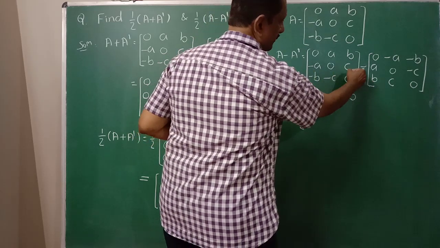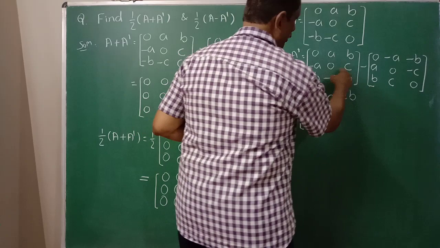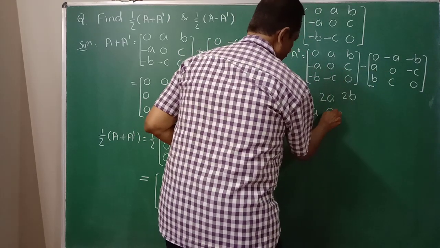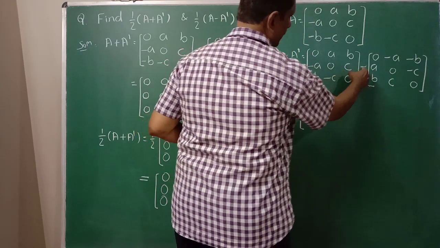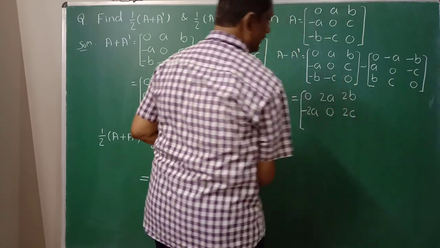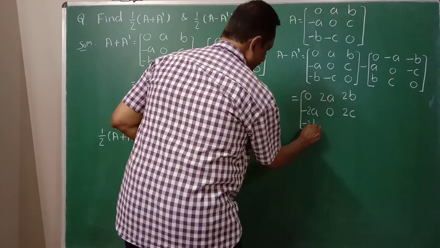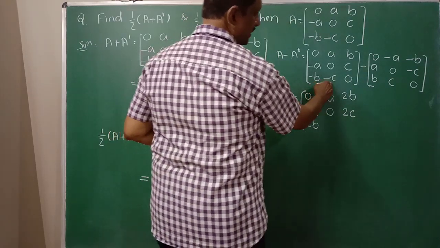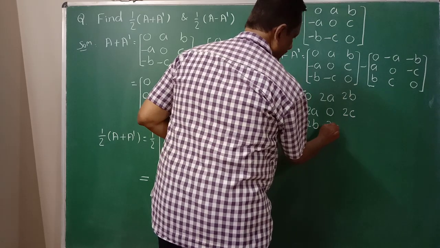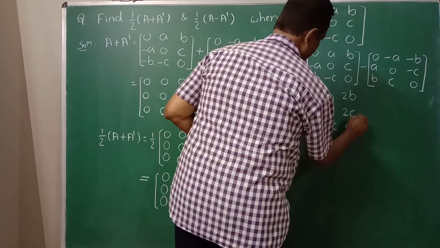Minus A minus of 2A. 0 minus 0 becomes a 0. Then C minus of minus becomes a plus here. So C plus C becomes a 2C here. Minus B minus of 2B, minus 2B. Minus C minus 2C here. 0 minus 0 becomes a 0.